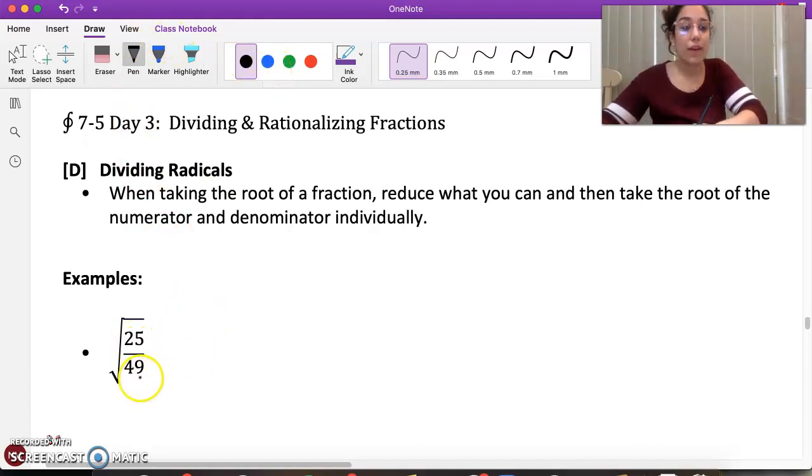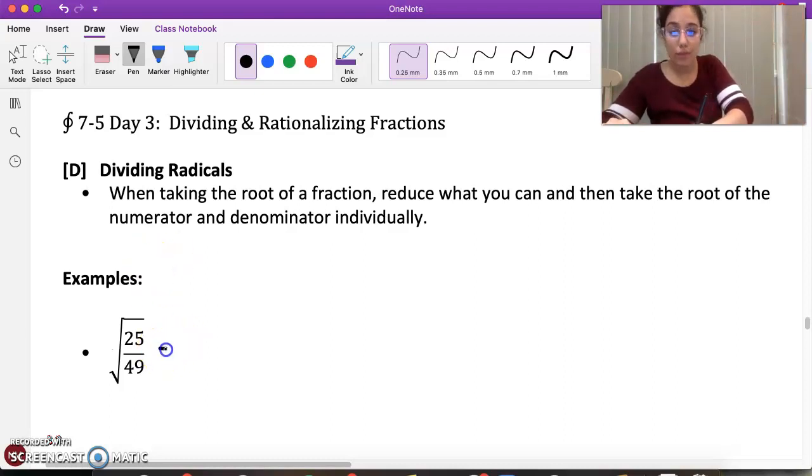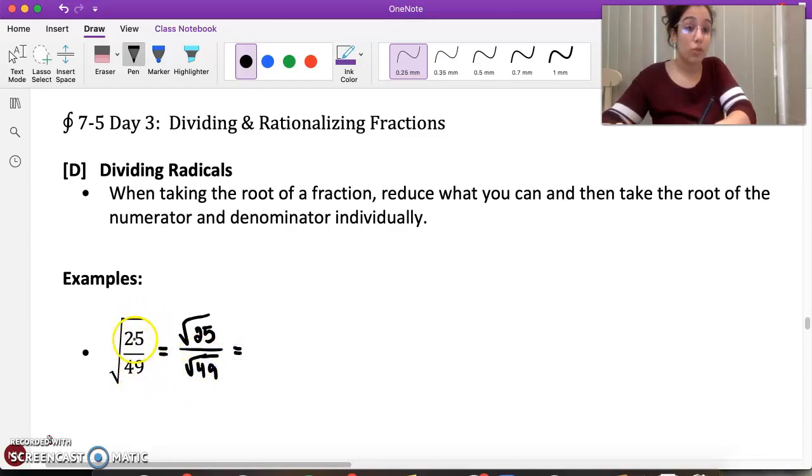Can you reduce 25 over 49? Is there anything to reduce in the fraction inside, the radicand? No. The radicand is already simplified. There's no common factor between 25 and 49. So you can just take the square root of both this and this. You can split it between the numerator and the denominator and it becomes 5 over 7.